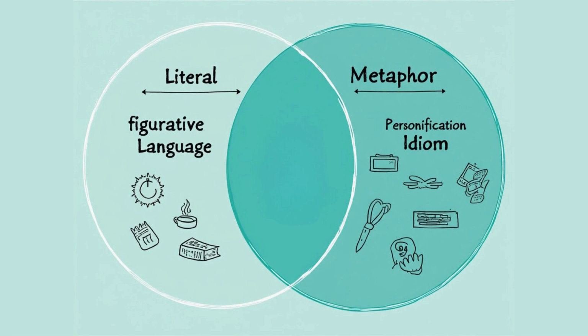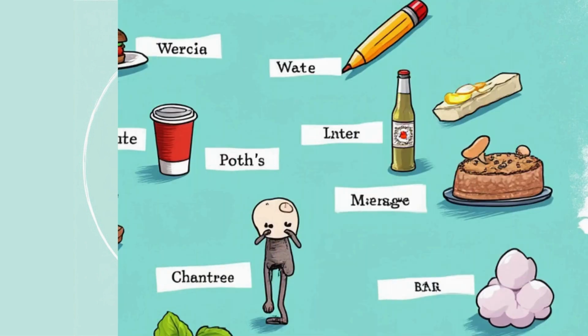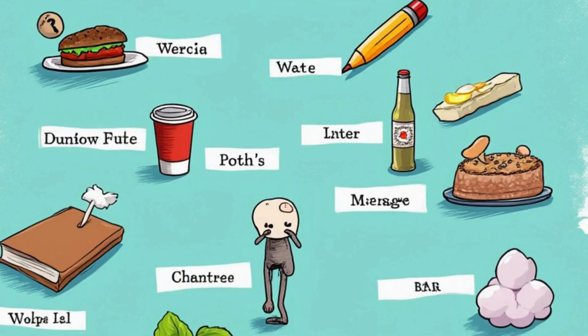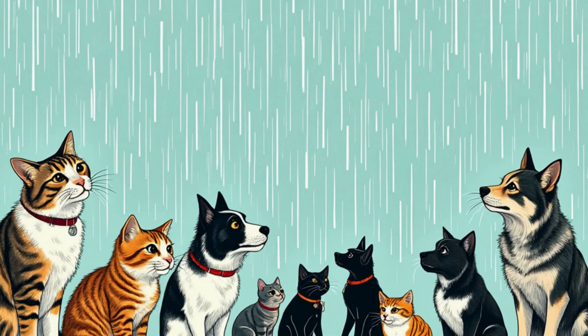Okay, pronoun quiz time. First question. Identify the relative pronoun in the sentence. "The car which I bought is red." The relative pronoun is which. It's connecting that extra bit of information about the car.